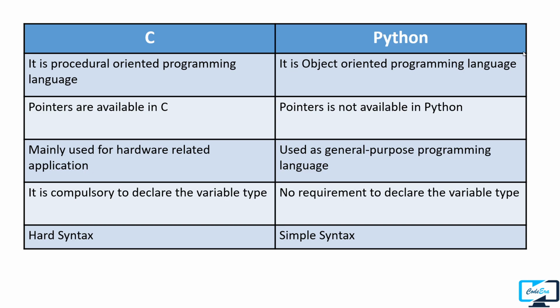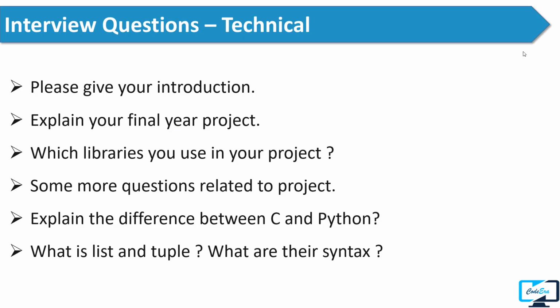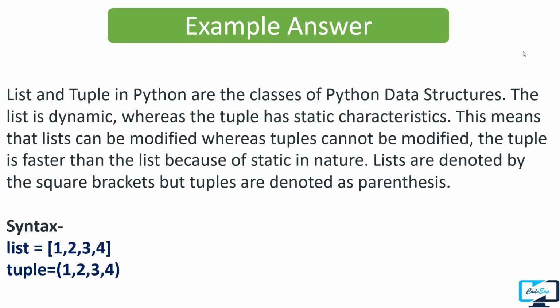And then the interviewer asked him what is list and tuple and what are their syntaxes. So in answer to this question you can say, list and tuple in Python are classes of Python data structures. The list is dynamic, whereas the tuple has static characteristics. This means that the list can be modified, whereas tuples cannot be modified. The tuple is faster than the list because of its static nature. Lists are denoted by square brackets, but tuples are denoted by parentheses.